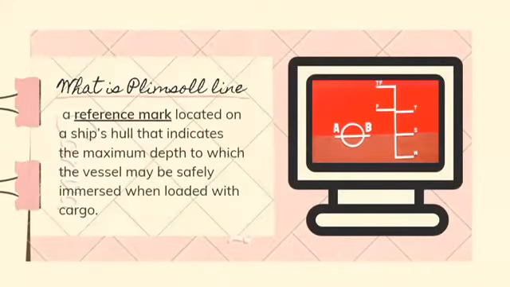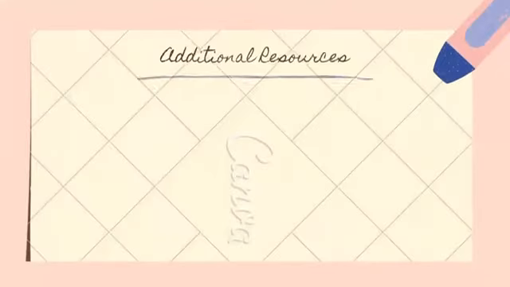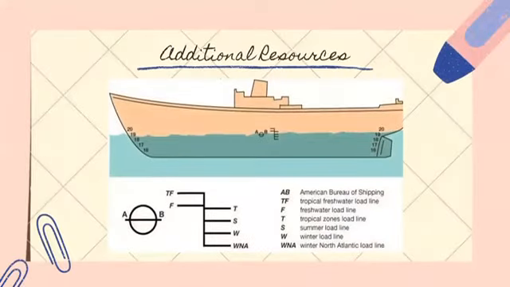Secondly, what is the Plimsoll line? The Plimsoll line can be defined as a reference mark located on a ship's hull that indicates the maximum depth to which the vessel may be safely immersed when loaded with cargo. So on the right side is one example of the Plimsoll line. This one is another example of the Plimsoll line. You can also refer to your module, page 33.